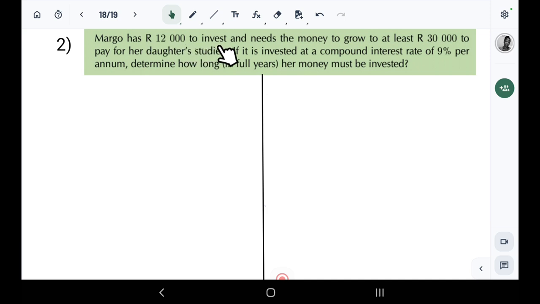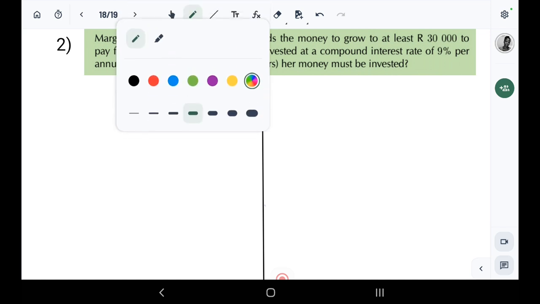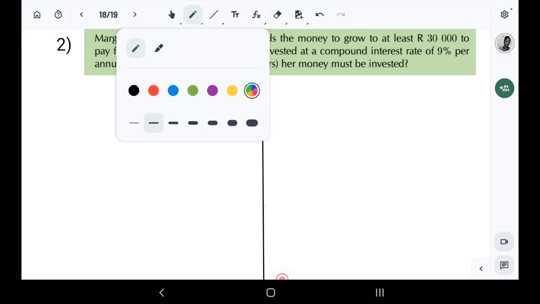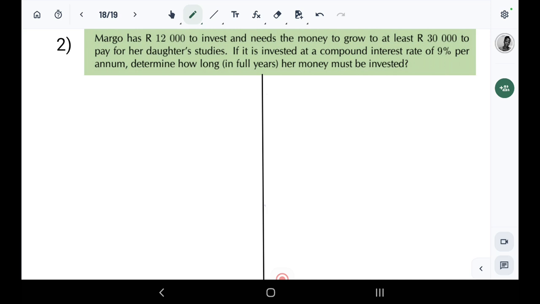Margot has 12,000 to invest and needs the money to grow to at least 30,000 to pay for her daughter's studies. If it is invested at a compound interest rate of 9% per annum, determine how long, in full years, her money must be invested. Very important: in full years. Okay, now let's label the information. Let's annotate it.